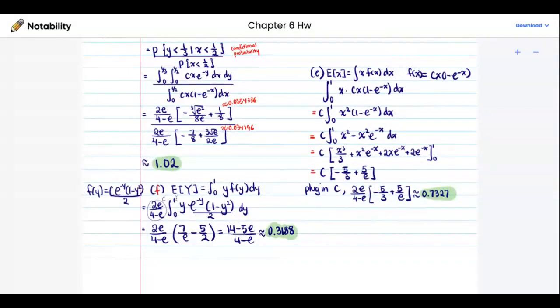Yeah, for F, we find the expected value for y, and then we set up the integral like so: the integral from 0 to 1 of y times f_Y(y) dy. Since we already know our c in here, and we know that f_Y is c times e to the negative y times (1 minus y squared) over 2, we plug this in and solve this integral. It gives us the result 0.3188.